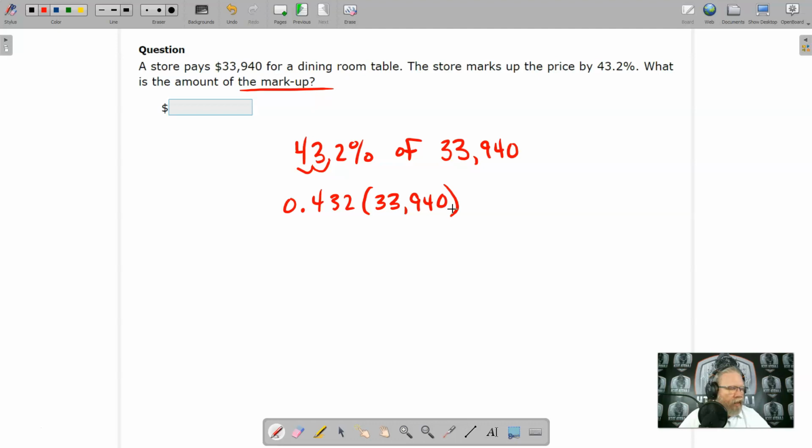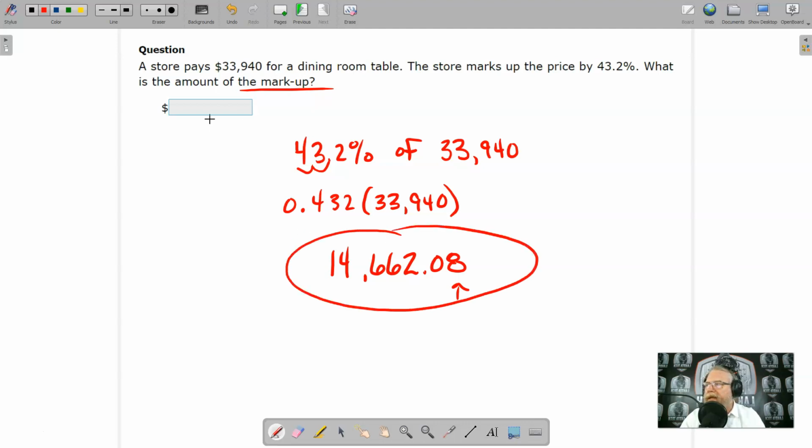33,940. And whenever we do that, we're going to get 0.432 times 33,940 is going to equal $14,662.08. So we're at cents already. No need to round, which notice they're not asking us to round. So they're wanting to know what is the amount of the markup, which is what we have here.